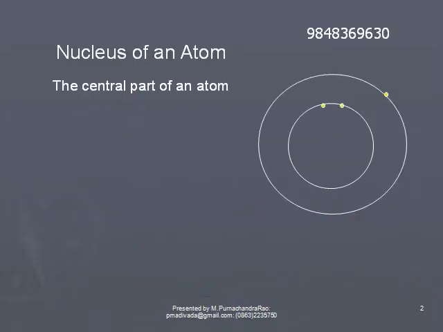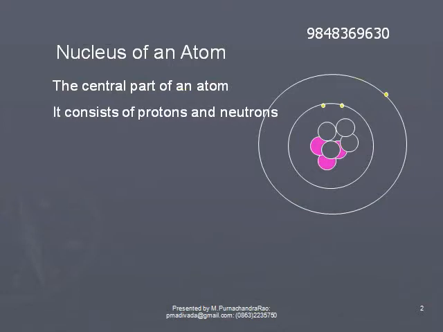Nucleus of an atom. The central part of an atom is called the nucleus. It is composed of protons and neutrons. Protons and neutrons together are called nucleons.